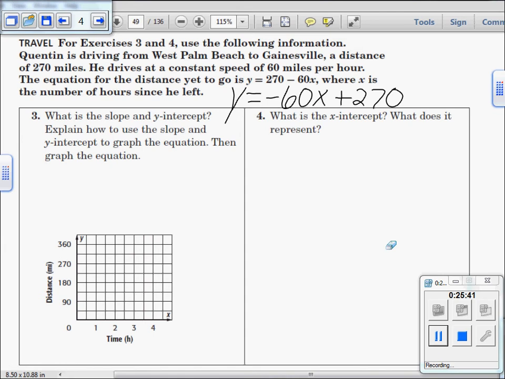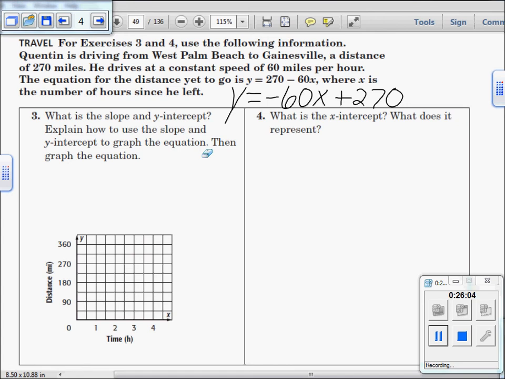So let's look at question number 3. It says, what is the slope and y-intercept? Explain how to use the slope and y-intercept to graph the equation. Then graph the equation. Now the step where it says explain how to use the slope and y-intercept to graph it, realize that's the steps that we just talked about, that we wrote down. Step 1, identify them. Step 2, graph the y-intercept.